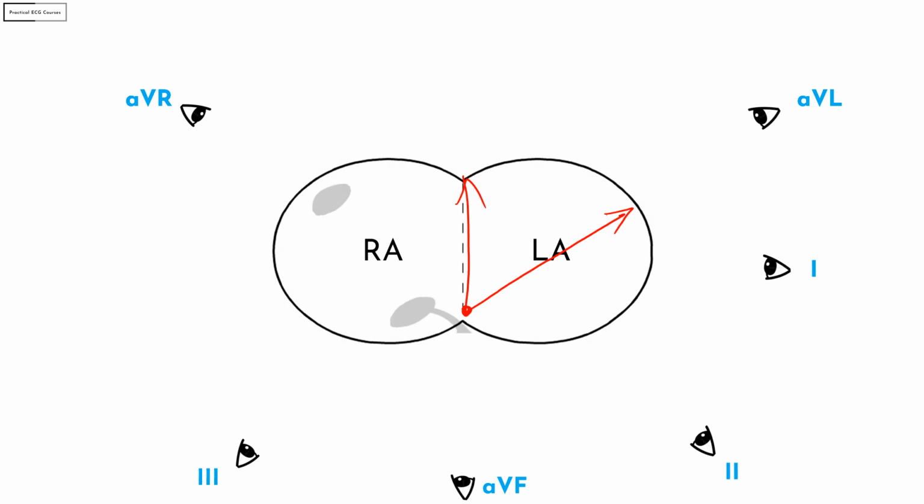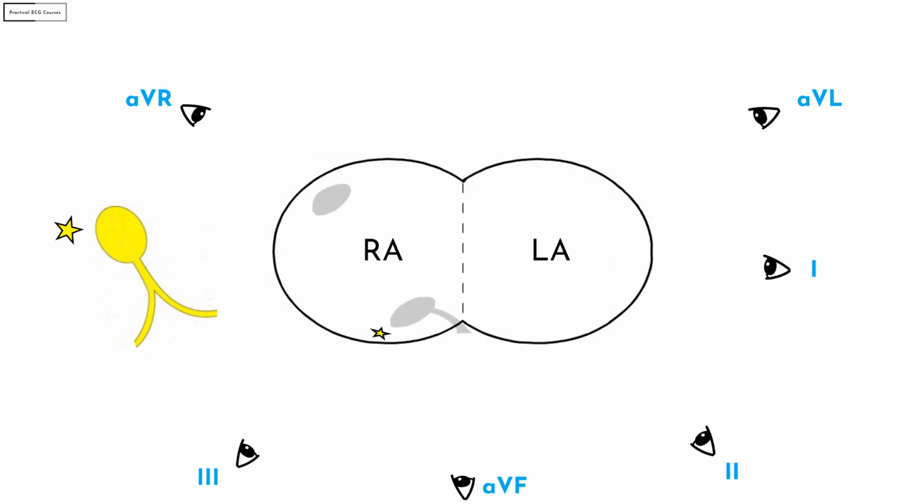So what this tells us is that the origin of the impulse has to be from somewhere in this region in the lower part of the atria. So as you can see, there are two possibilities. Either the impulse originated from here, that is in the lower part of the atrial tissue, or from here, that is within the AV junction. So the rhythm is either a low atrial rhythm or a junctional rhythm. These are the two conditions which can produce an inverted P wave. Now how do you determine whether it is a low atrial rhythm or a junctional rhythm?